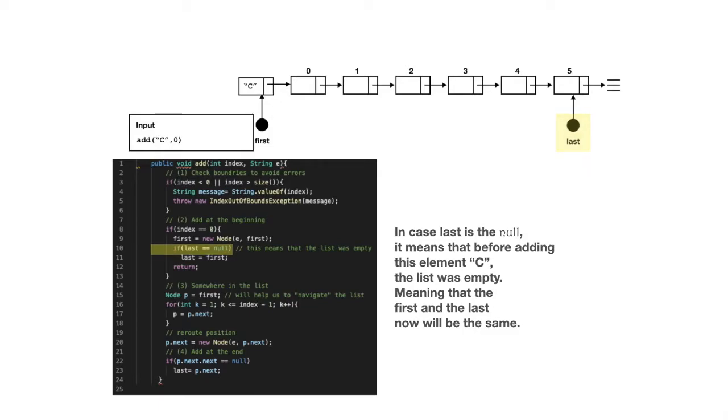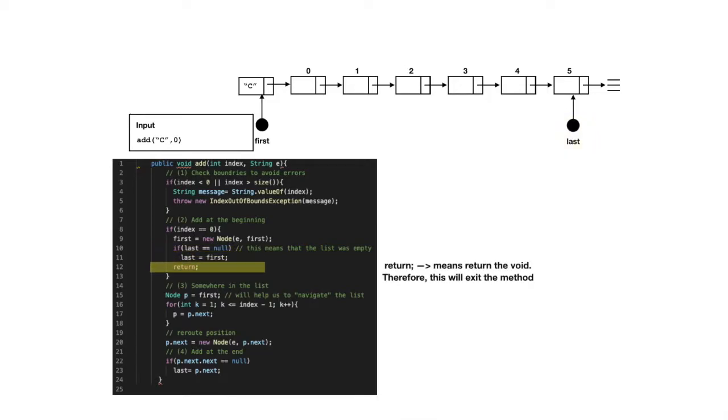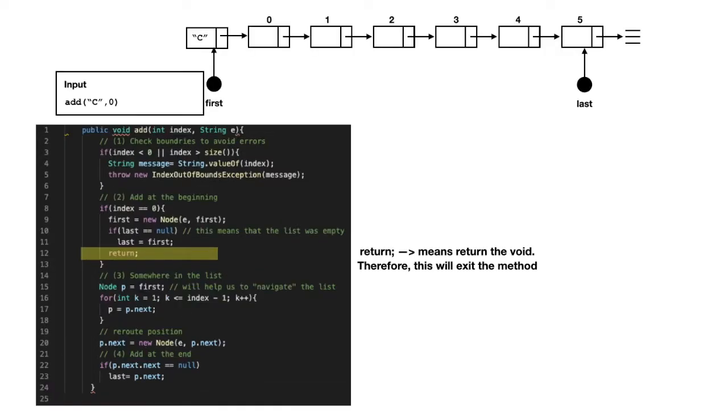Now, the next line, which is the return, only tells us to get out, right? So when you see a statement like return semicolon, it really means void, right? Return the void. And you can pay attention right now, this is a void method. So basically this means return the void because there's nothing else we should do in this situation.